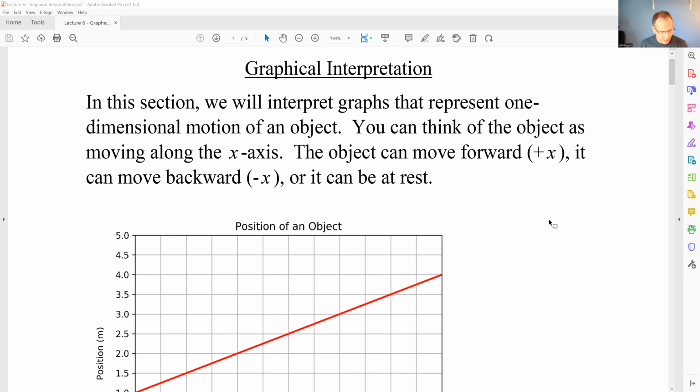All these graphs represent one-dimensional motion. Okay, so what I'd like to do is get on the iPad and walk through many examples so you get an idea of how to interpret these graphs.